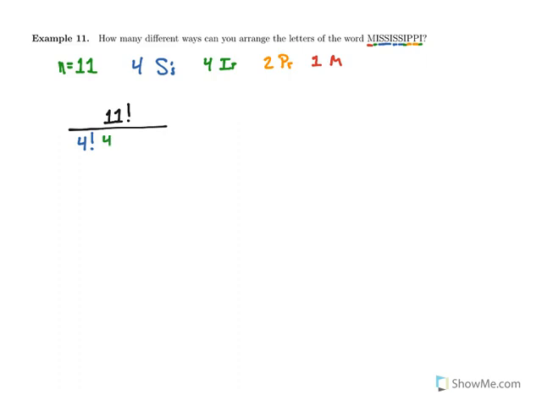We could also rearrange all of the I's in any way. We could also rearrange the P's in any way. And even though we didn't write it down, we could actually rearrange the 1 M in any way. And there's that 1 as well. And this is our answer: 11 factorial over 4 factorial, 4 factorial, 2 factorial, and an optional 1 factorial.